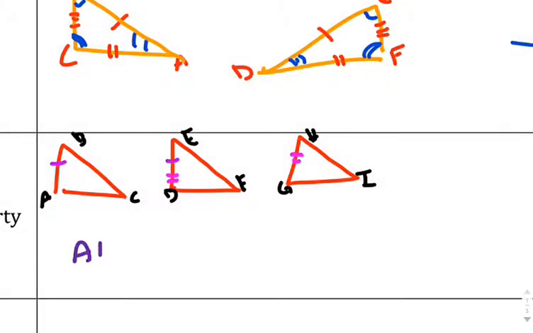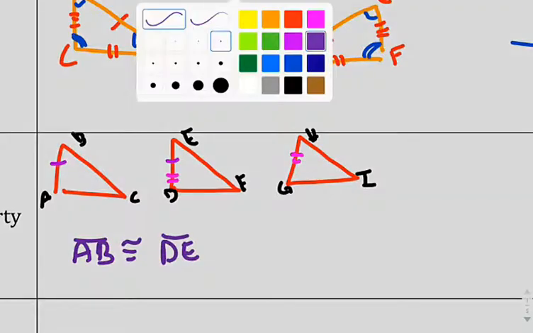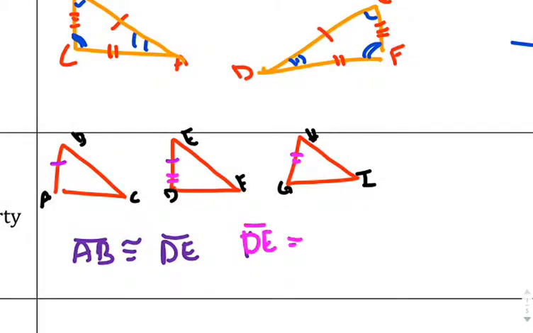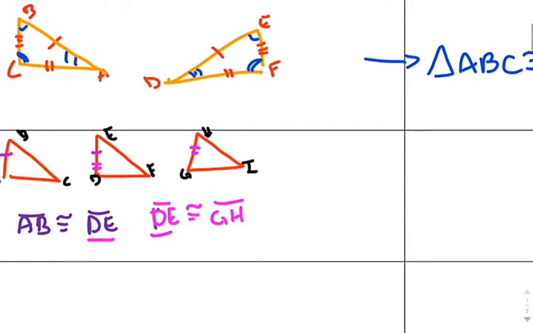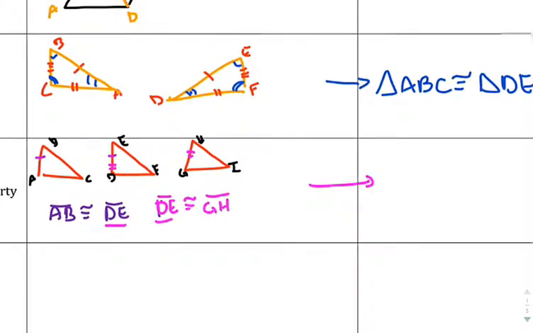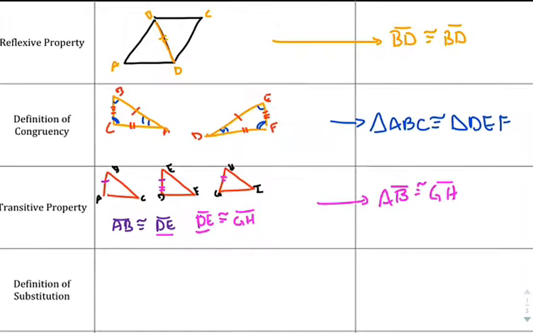Another way to write that would be AB is congruent to DE. And then I also know independently that DE is congruent to GH. So if you notice that there's a shared side, AB and GH are both congruent to DE separately. So the transitive property allows me to cut out that middleman and jump directly from AB to GH. Like I said, very algebraic operation, but you're just skipping over the middle shared part.